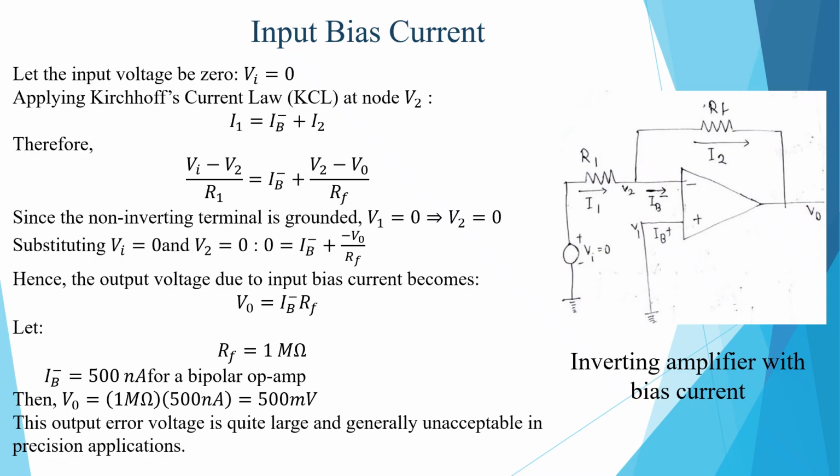Even when the input signal is absent, a small bias current flows into the op-amp input terminal and this constitutes an output voltage of 500 millivolt. Such a large output error is undesirable in practical and precision amplifier circuits. Therefore, methods such as offset compensation or the use of FET input op-amps are employed to reduce this error.